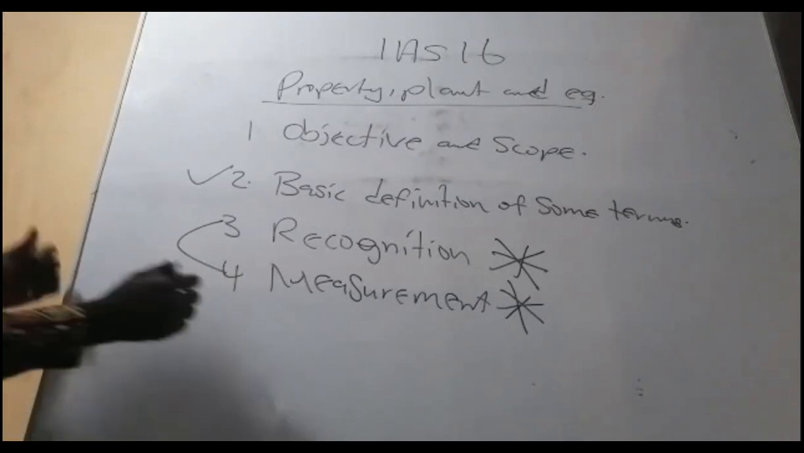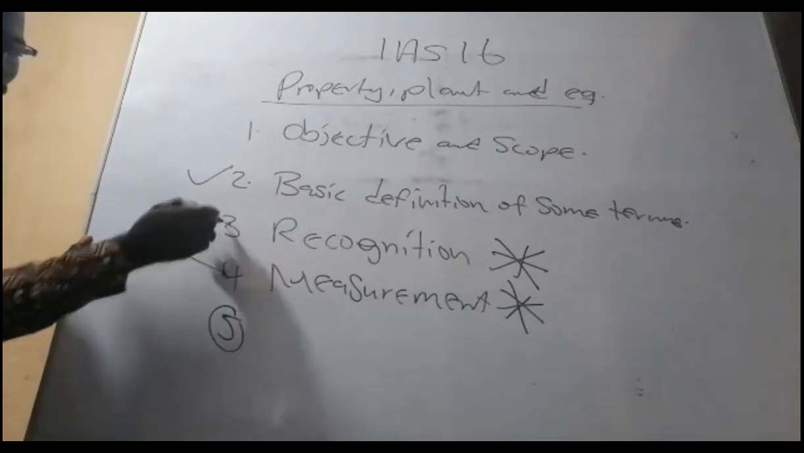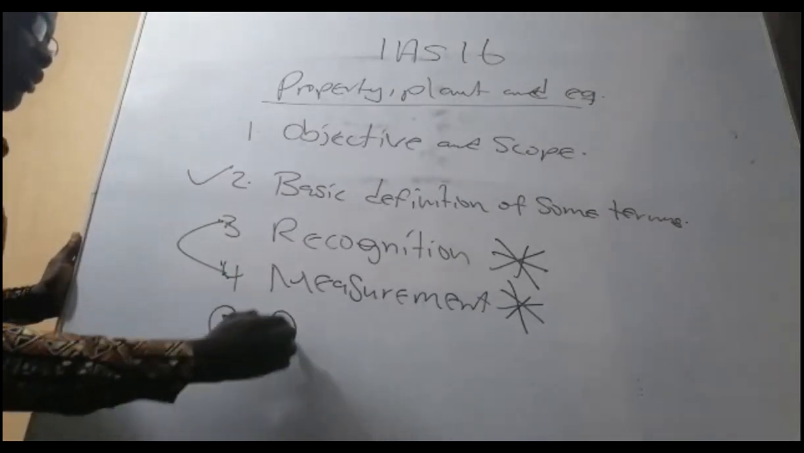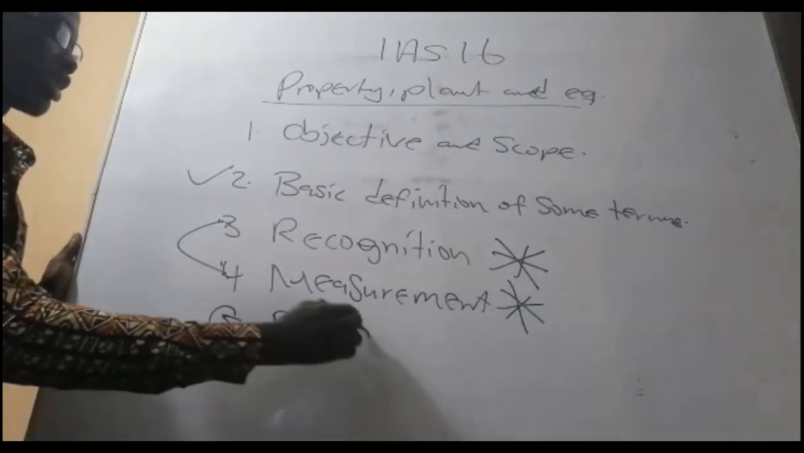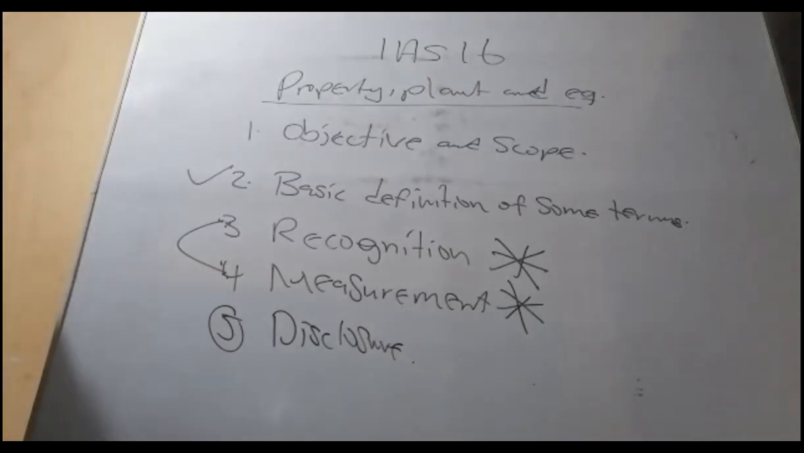Good. Then the last one: when you are done learning these two, you come and familiarize yourself with this, the disclosure requirements. Disclosure requirement is not highly examinable. So that is all. That's the summary.